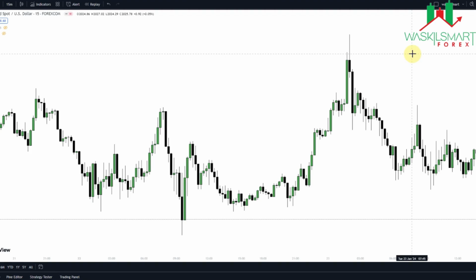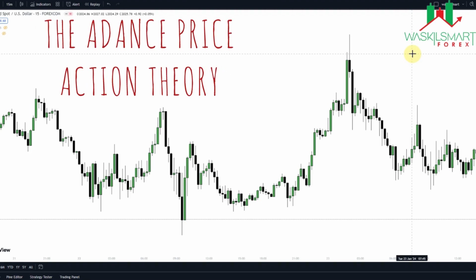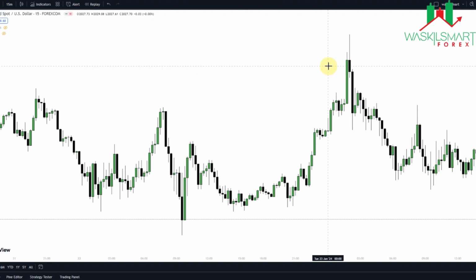But for today, we'll be looking at more examples and moving on to more advanced topics. Today we'll be looking at something called the advanced price action theory, which is episode 4 of the institutional market structure. So, we'll be making use of gold.